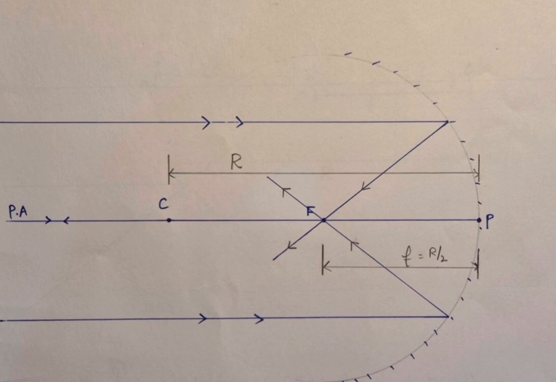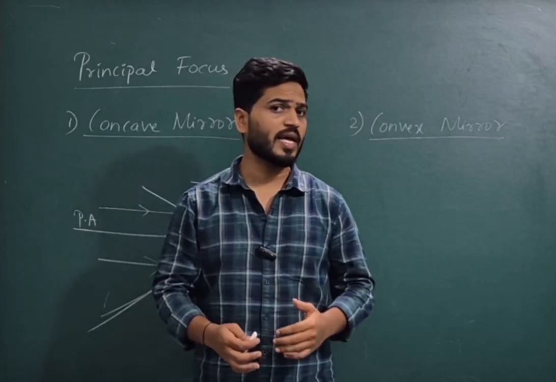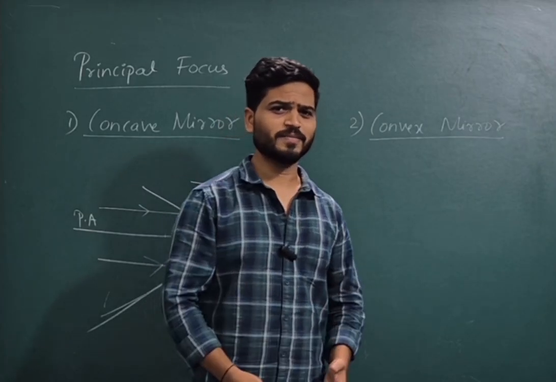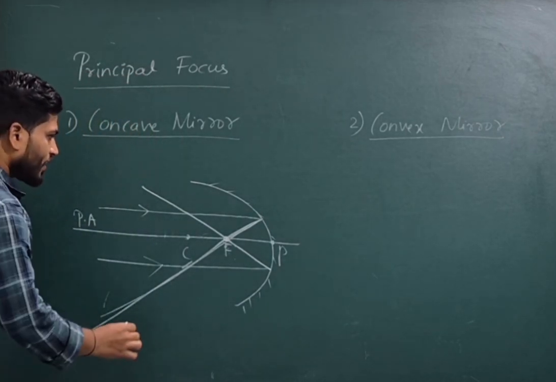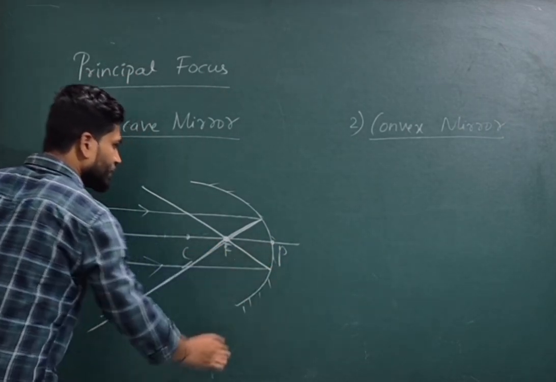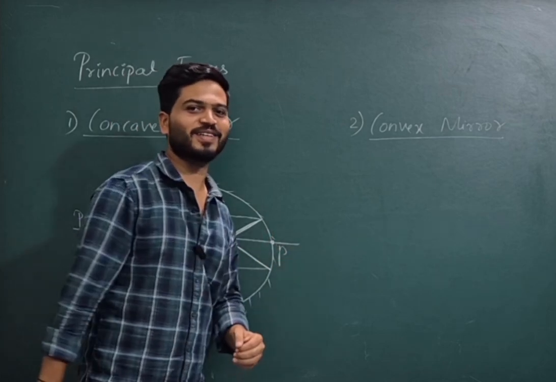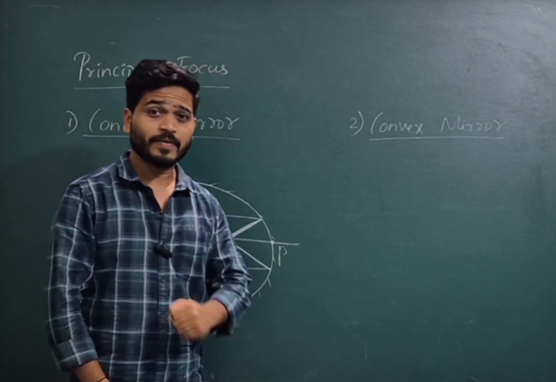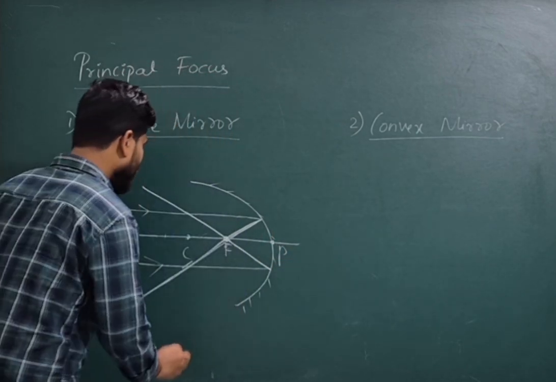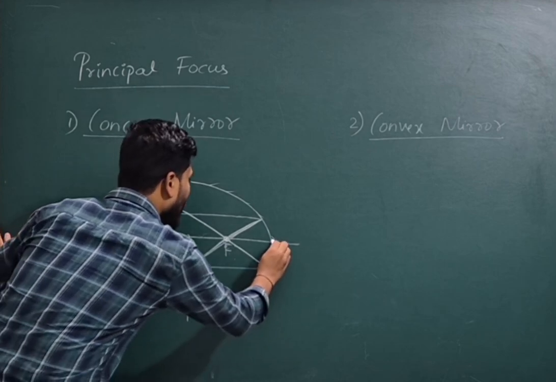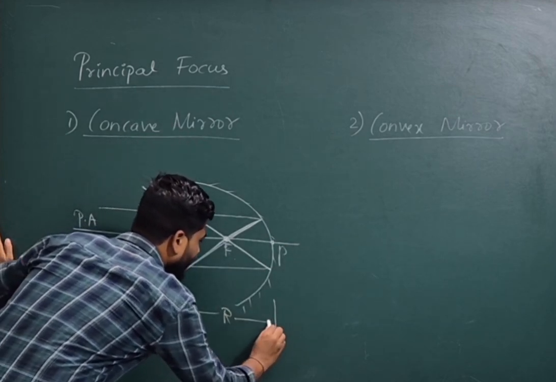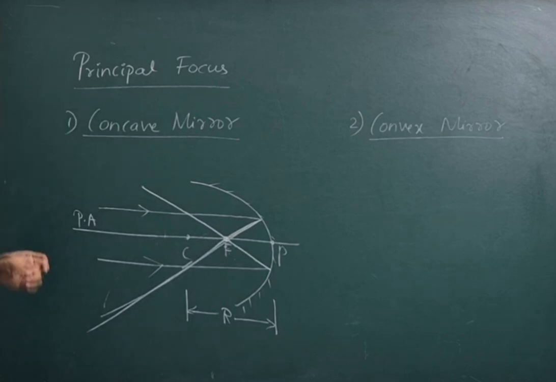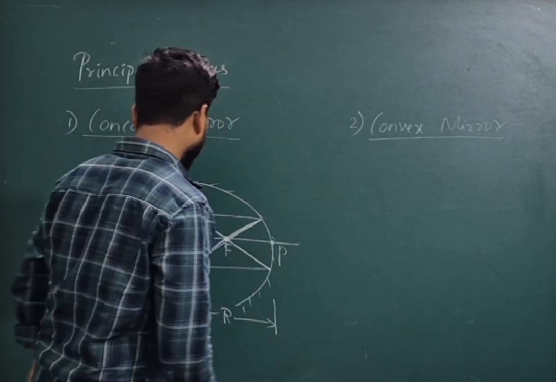But why am I drawing this diagram one more time? There is a reason. What is that reason? See, listen here. Distance between C and P. What is that, all of you? Remember the basic definition we have learned. What is that basic definition? Distance between C and this P is the radius of curvature, right, all of you? What is this? Radius of curvature.